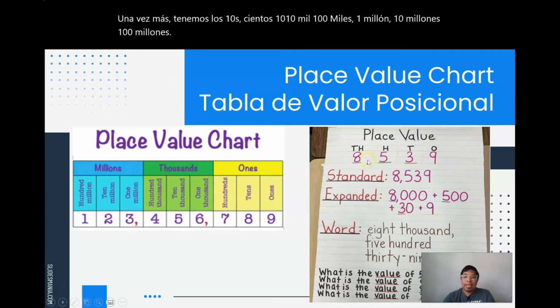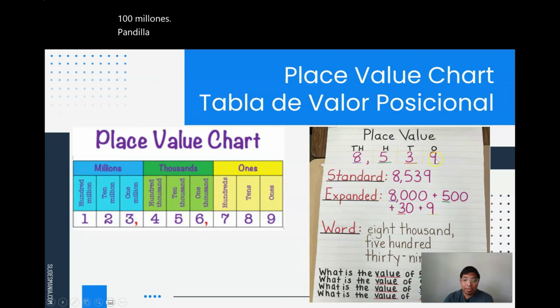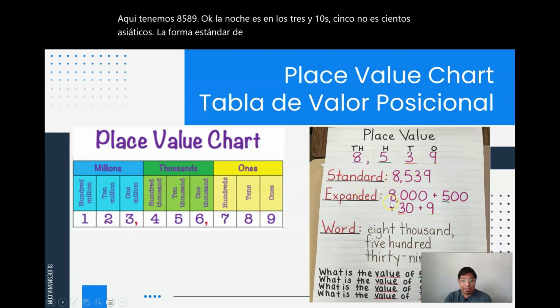Okay, here we have 8,539. The 9 is in the ones, 3 is in the tens, 5 is in the hundreds, 8 is in the thousands. Standard form, 8,539. Expanded form, 8,000 plus 500 plus 30 plus 9, right? Remember, we're multiplying the number times its place value.